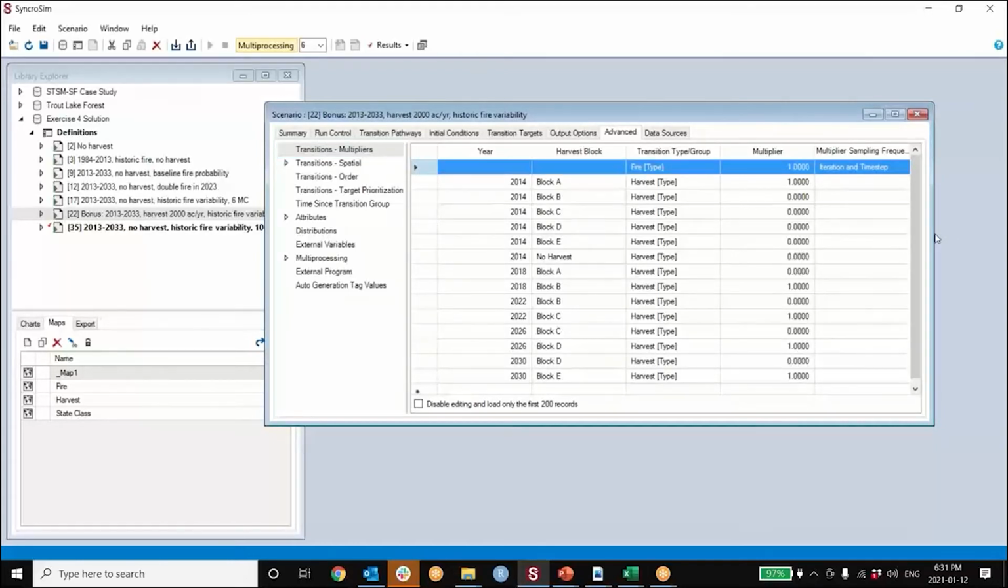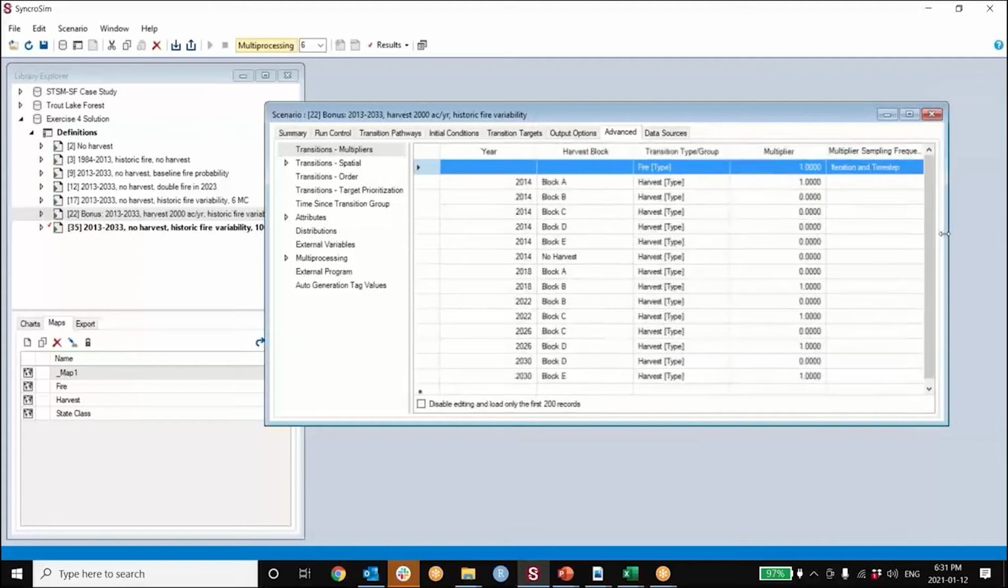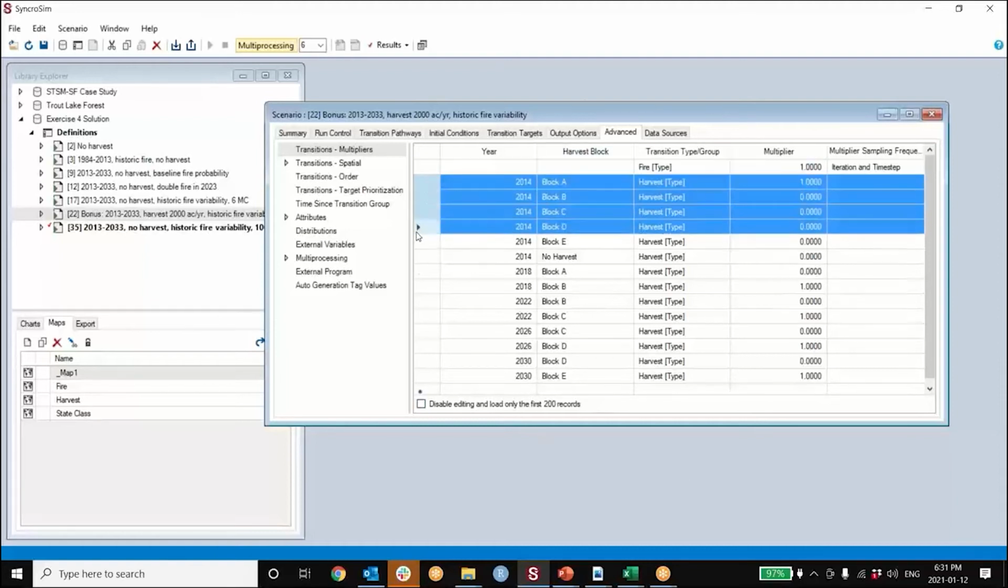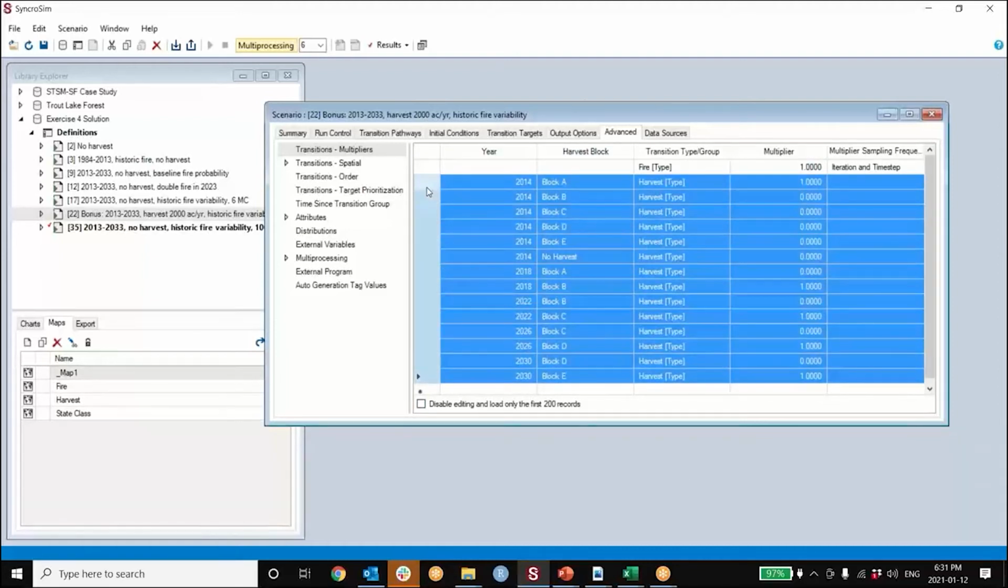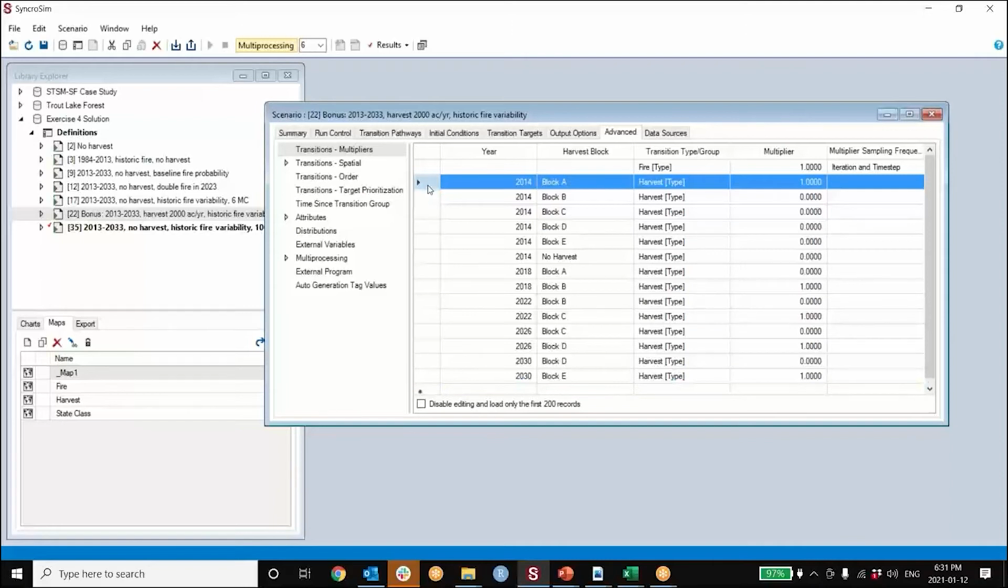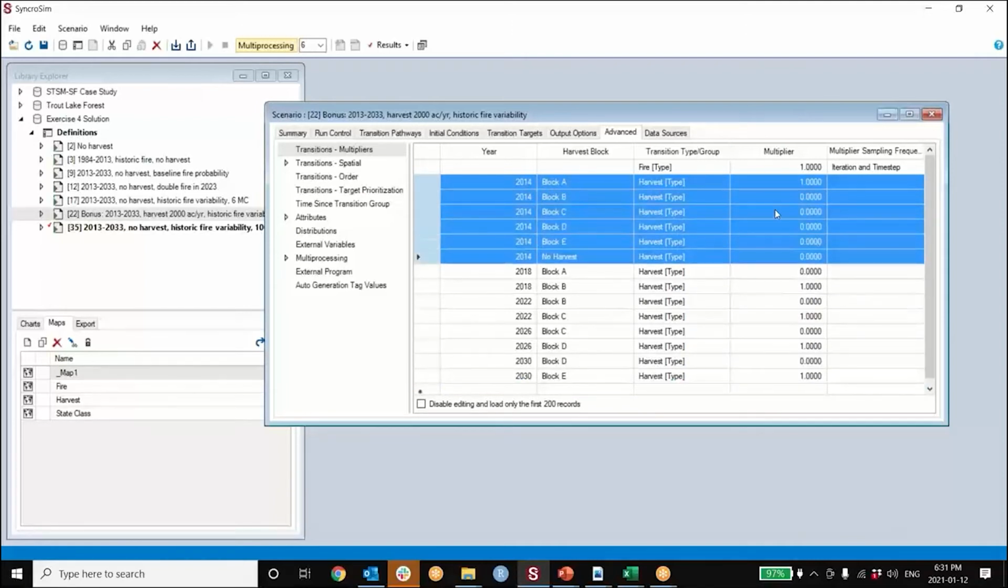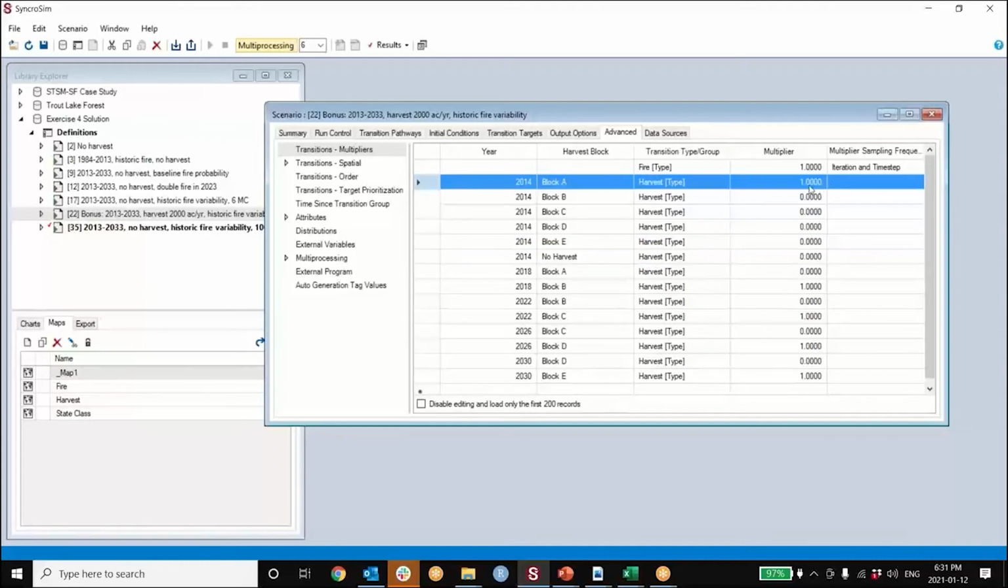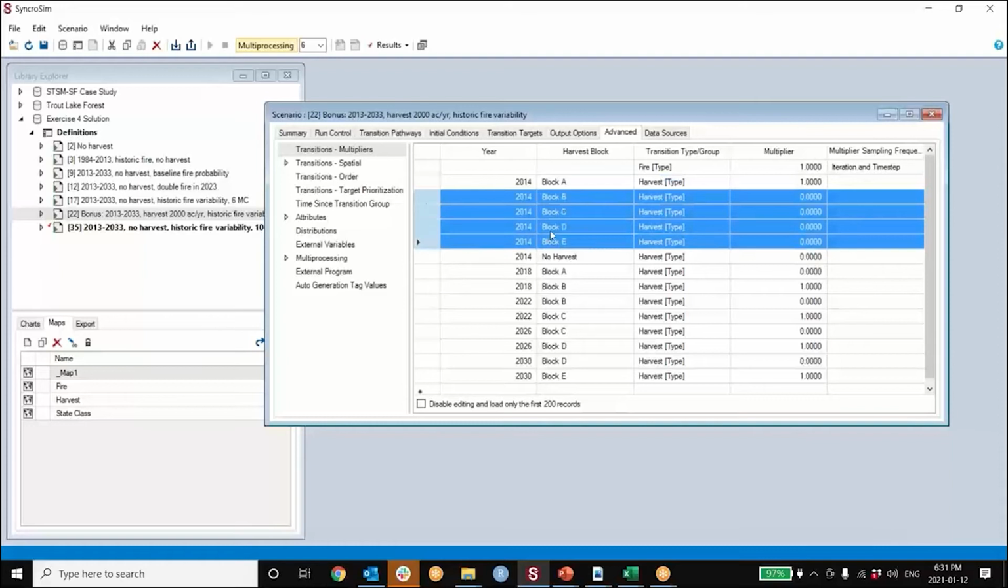We could in here scale the fire up and down, actually. But here's the section where we do the harvesting. So we went through this last time. I won't go over it too much. But in the first year of the simulation, we set a multiplier of 1 to tell it to direct all of that. So it's including block A only, and it's accepting its full allocation of target. And we're setting a multiplier in the other blocks of 0 to shut them off.